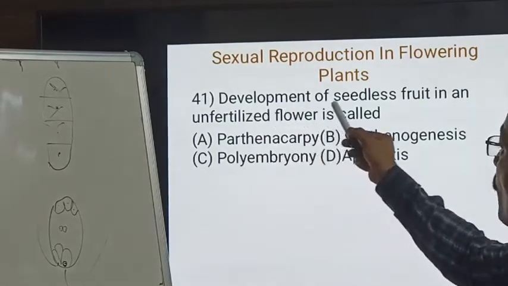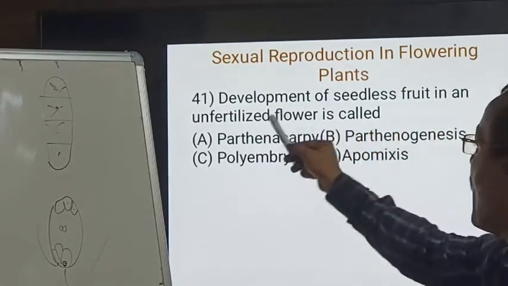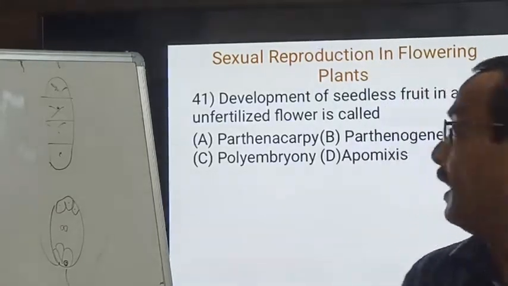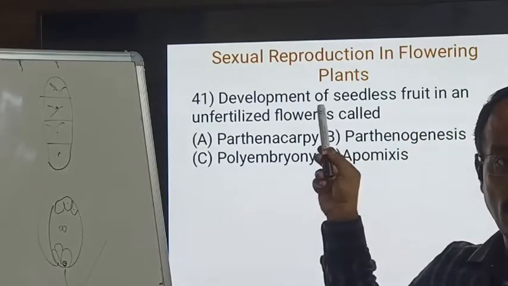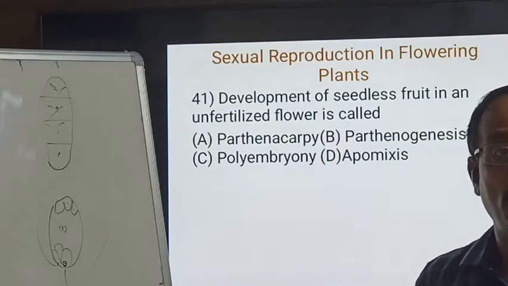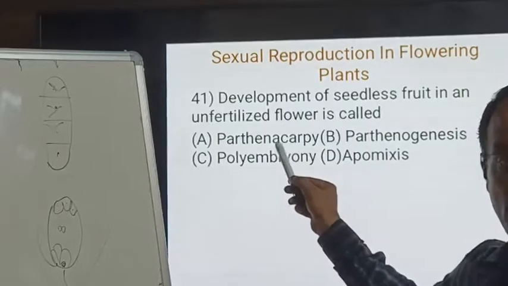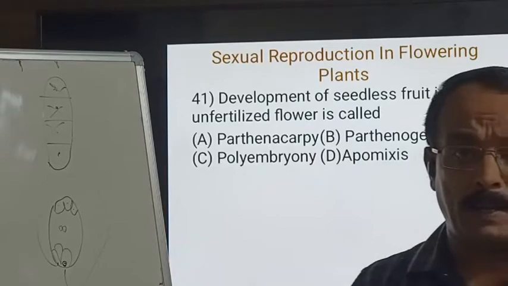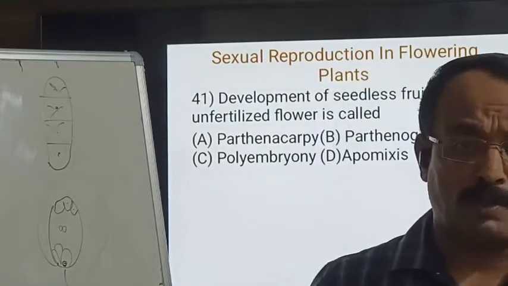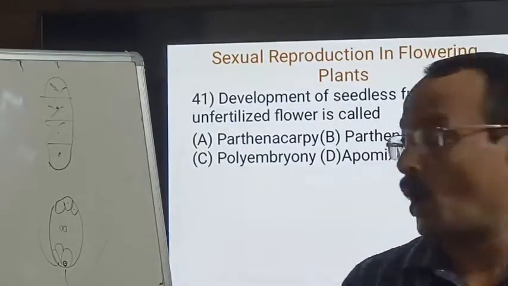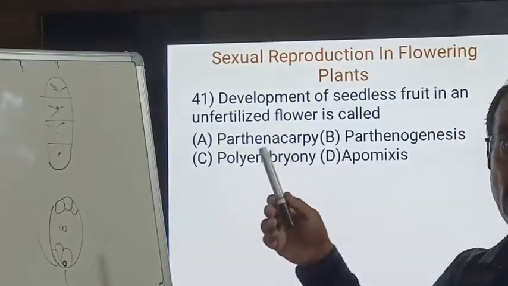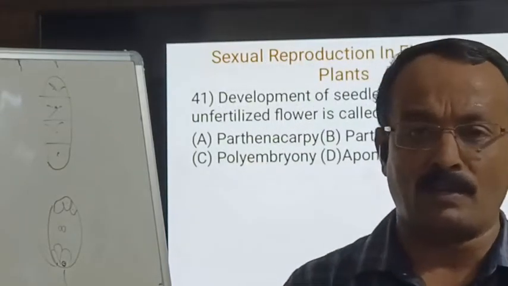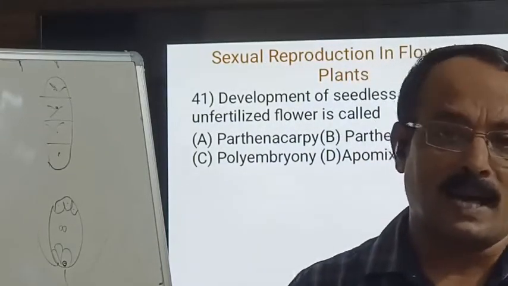Next question. Development of seedless fruits in an unfertilized flower is called. This you already learned thoroughly in first year itself. Development of seedless fruit. So these seedless fruits are called parthenocarpic fruit. So unfertilized flower is called. What is parthenocarpy? The development of fruits without fertilization is called parthenocarpy, and such fruits do not contain seeds. And the natural parthenocarpic fruit, you already learned, is banana.